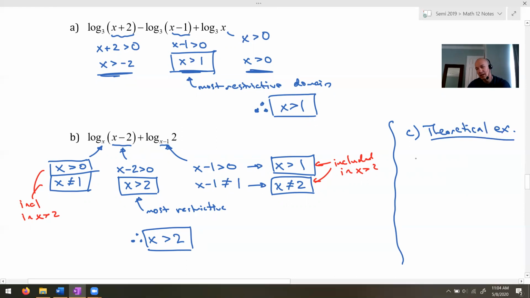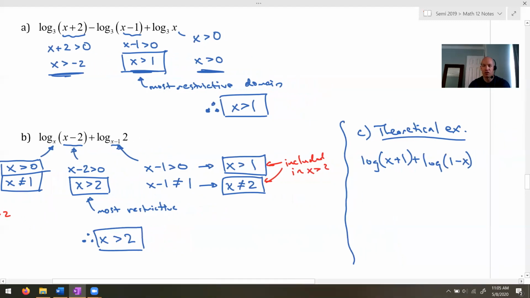If you had something like, let me come up with something here, log of x plus 1, and then log of 1 minus x, let's say. This could be another situation where x plus 1 would have to be bigger than 0, and 1 minus x would have to be bigger than 0.